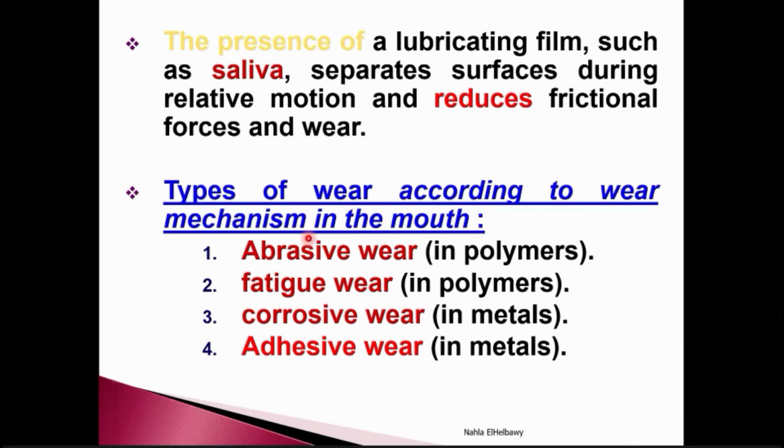Although we get help from saliva, because saliva acts as a lubricant, so it reduces the wear between surfaces, still with the passage of time we observe the wear of various tooth structures and restorations. This includes these four types: abrasive wear, which I explained in case of brushing, fatigue wear with usage, corrosive wear, we already discussed in detail what is corrosion, and adhesive wear.